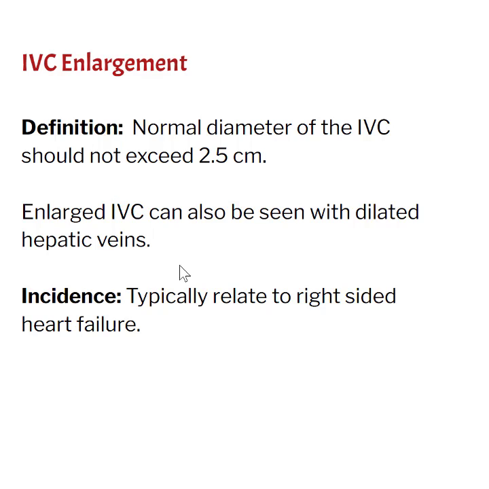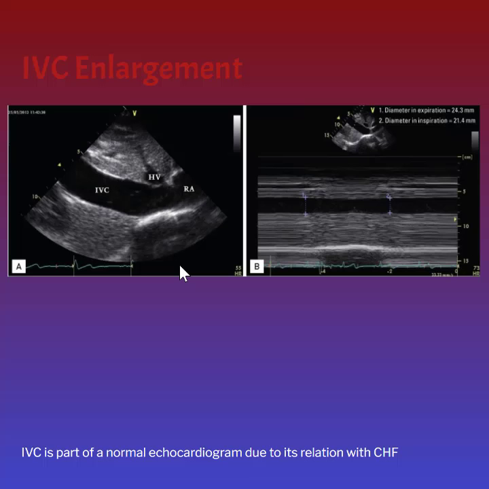Enlarged IVCs can also be seen with dilated hepatic veins, so that might also be prominent on your abdominal ultrasound. Typically what causes dilated IVC and dilated hepatic veins is backup of blood through those systems due to right-sided heart failure. And because it is closely associated with heart failure, the IVC is typically evaluated by echosonographers. And so this is an example from an echo.